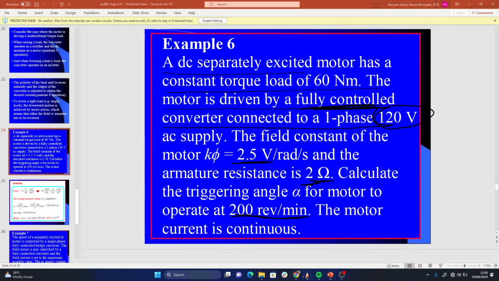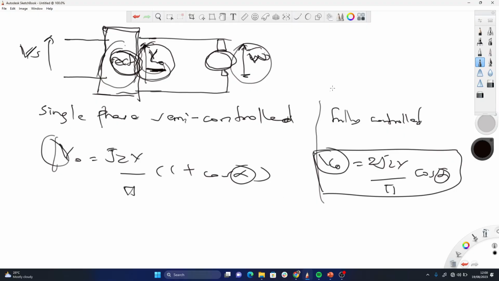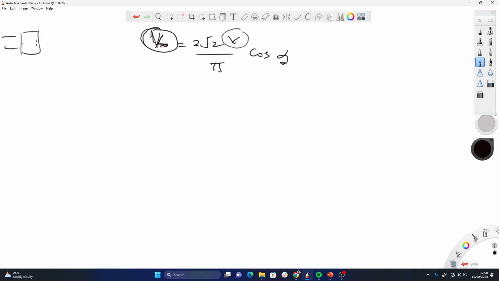200. So I'm supposed to calculate the triggering angle. The formula that has a triggering angle in it is where V naught is equal to 2 root 2 V over pi cos alpha. I know V. I want to find alpha. Let me find V naught, or the voltage of the armature. When I drew the diagram here, I have my rectifier here, right? The voltage that comes here is what goes to drive the armature, true or false? So let me find the voltage of the armature.